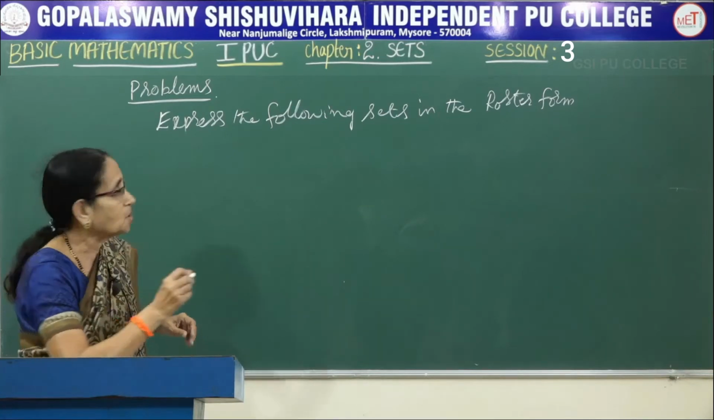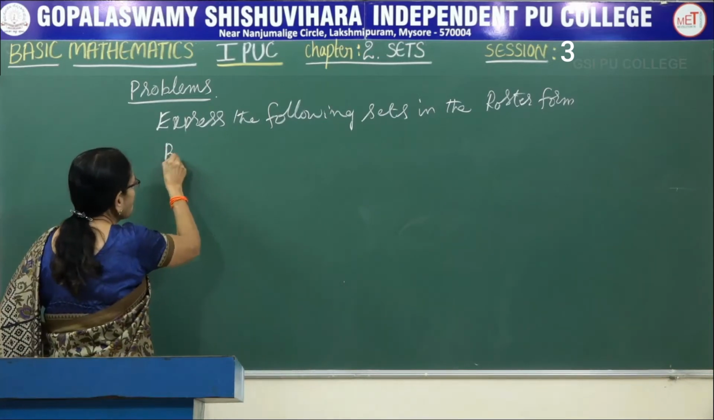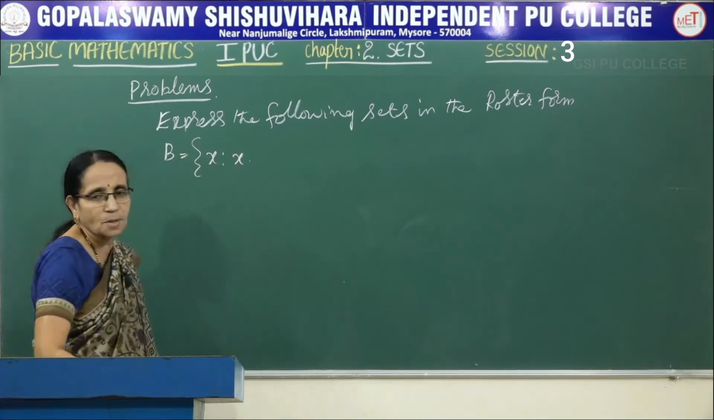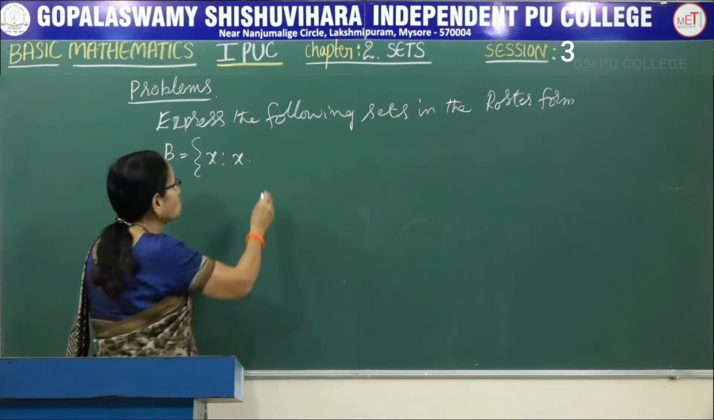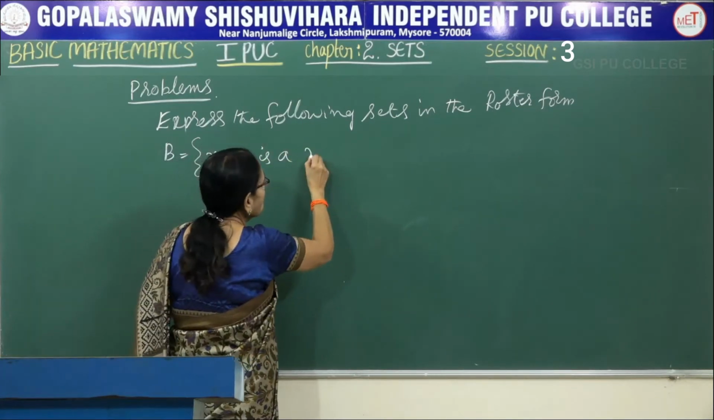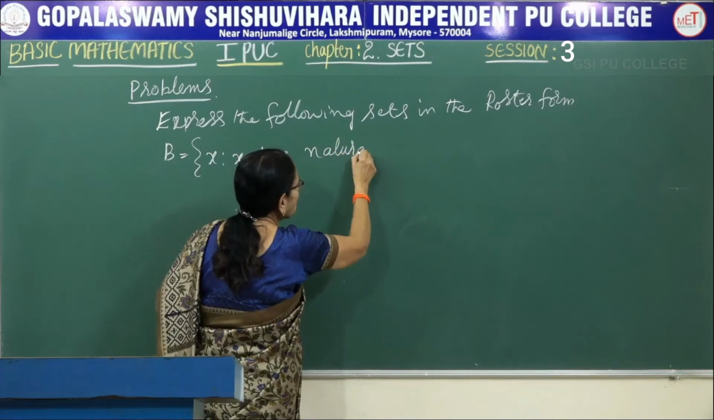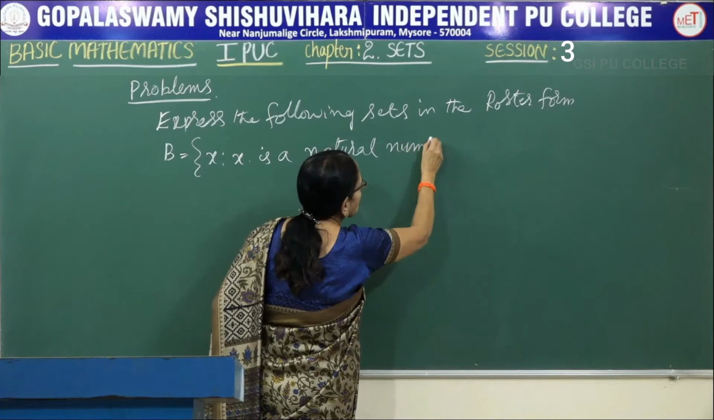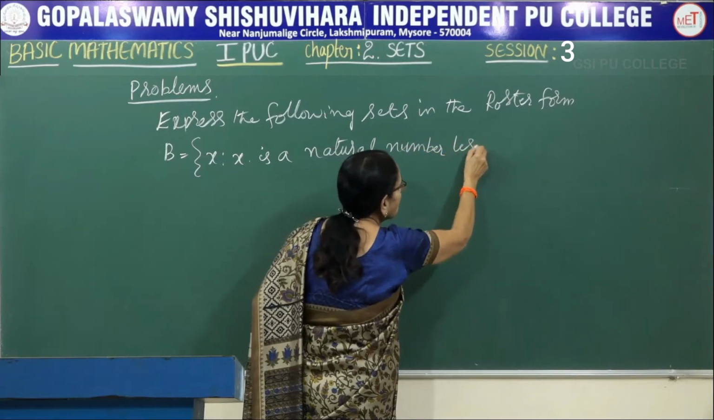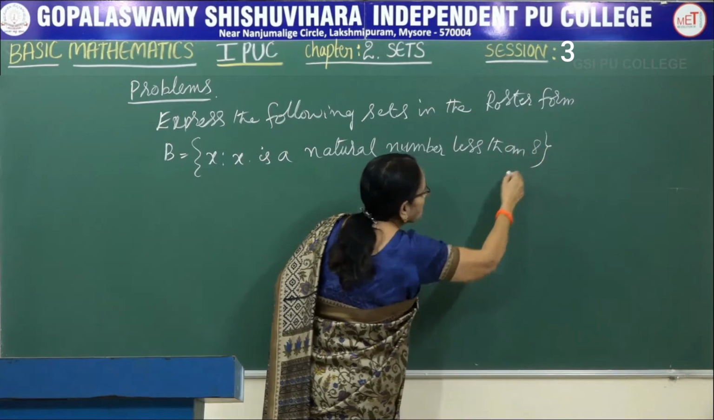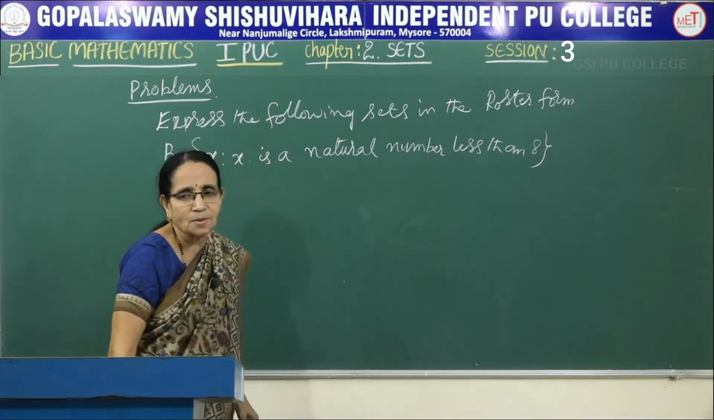Let me take the next problem. Another set B which contains all x such that x is a natural number less than 8. Natural number less than 8.